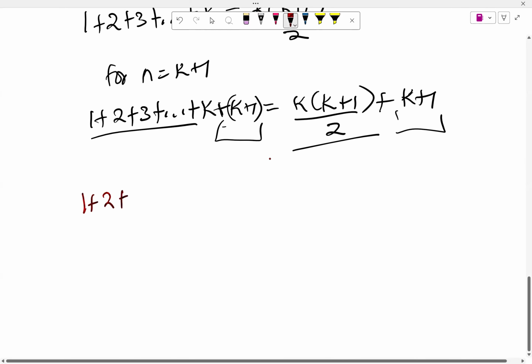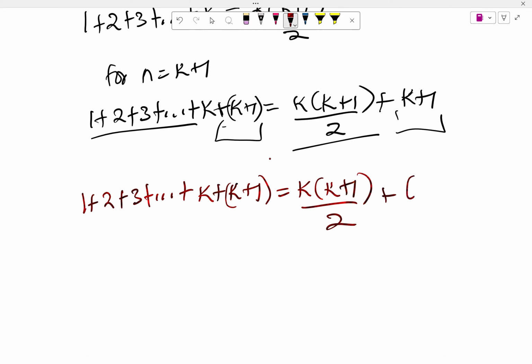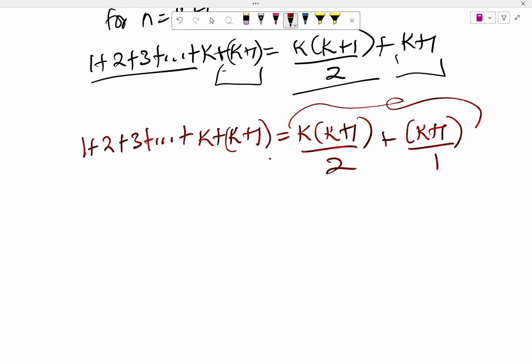We have 1 plus 2 plus 3 plus all this plus k plus 1 equals k into k plus 1 all over 2 plus k plus 1 all over 1. So now that this is settled, you have to focus on this side until you get the result you want, which means that for every k, you now have k plus 1. So at the end of the day, we are expecting to have k plus 1 into k plus 1 plus 1 all over 2, like that.